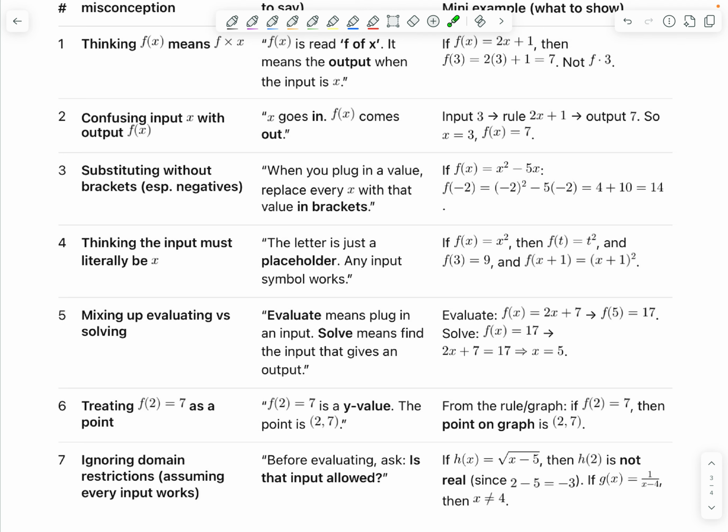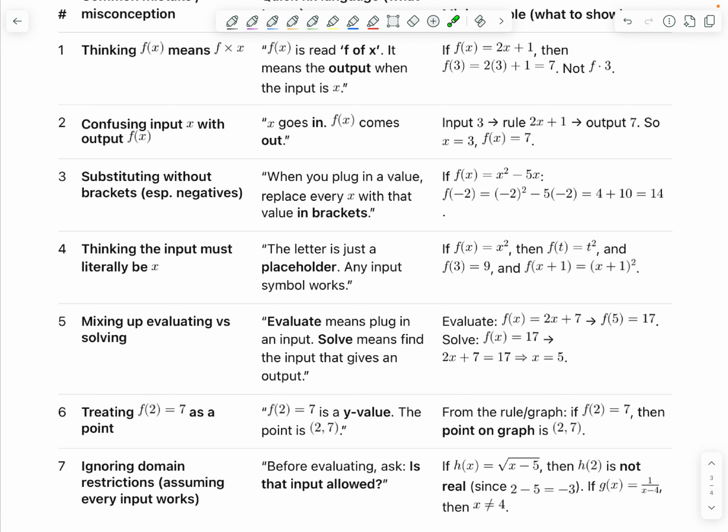So I would want to restrict the domain there. We'll do more of this later, but if g of x is equal to 1 over x minus 4, then clearly x cannot be equal to 4 because then the denominator would be equal to 0. 4 minus 4 is 0. 1, like any number, can't be divided by 0. It would be undefined.